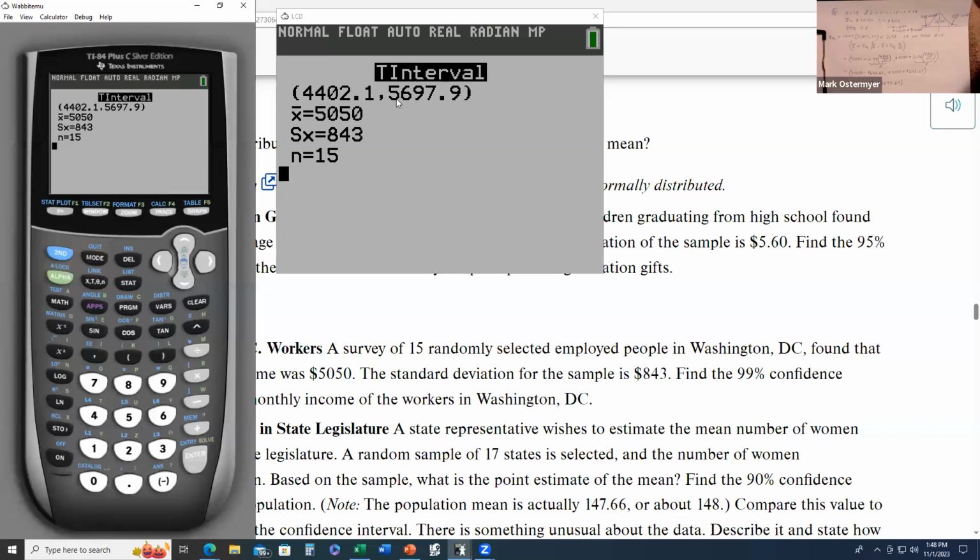Upper endpoint, we got manually 5698.63. They got 5697.9. So it's very close. It's very comparable.